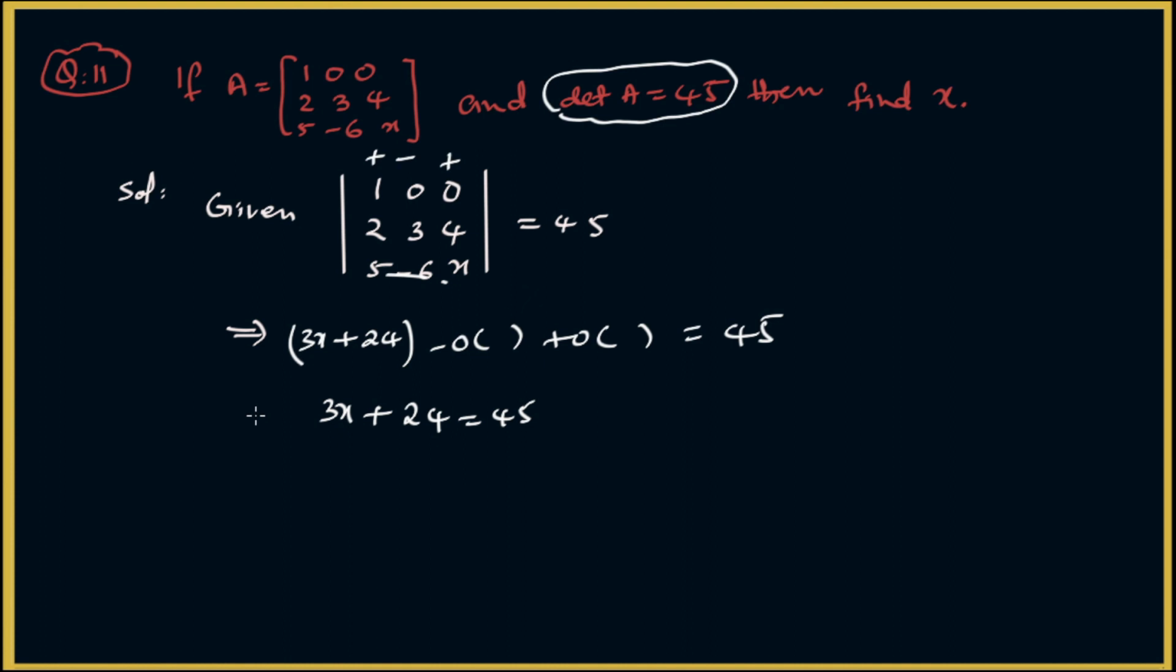From this, if you make 3x the subject, 3x becomes 45 minus 24. 45 minus 24 is 21. So 3 1s are 3, 3 7s are 21. Therefore, the value of x is 7.